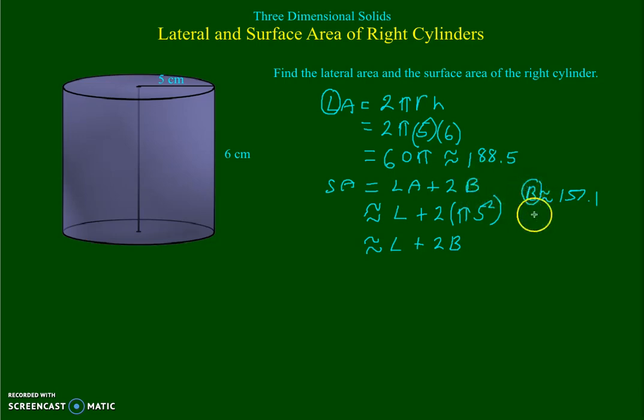So this value is stored in my calculator as this. This value was stored in my calculator as the L. And so surface area is lateral area plus 2 times B. And you can see that I have the approximate values because these are decimal approximations and not exact values in terms of pi. Okay, let's go ahead and work another example.